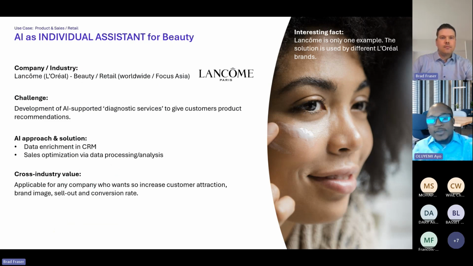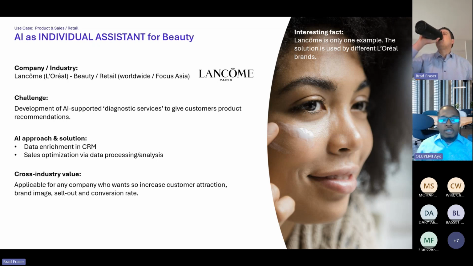To the intensity of sports, sweat, and energy, we now shift over to the world of luxury and beauty. You've probably heard of Lancôme before. As part of L'Oreal, Lancôme produces and sells beauty products, especially for women. Together with L'Oreal, we developed an AI-powered diagnostic solution to personalize and enhance product recommendations for its various beauty brands.